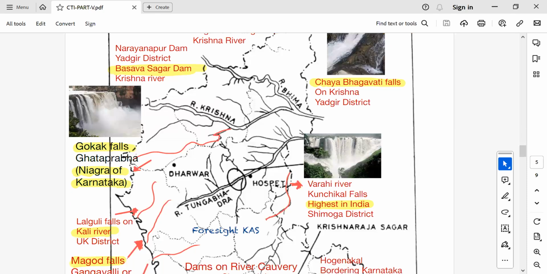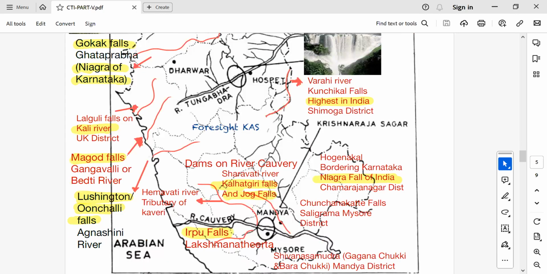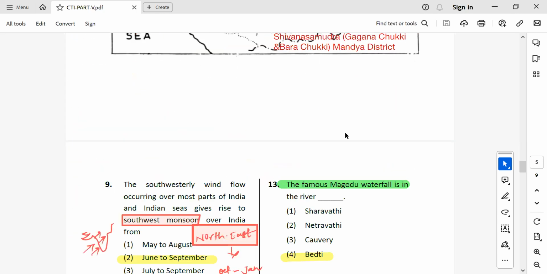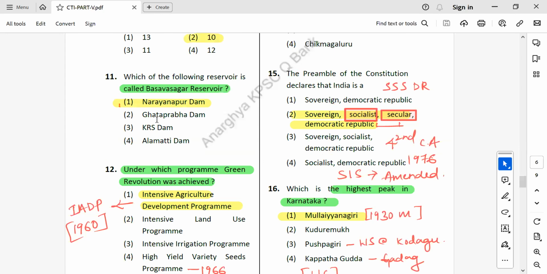Some of the other important dams we can see later on when they come up in the questions. So KRS, Almatti Dam that we have discussed, and Ghataprabha Dam on the Ghataprabha River.